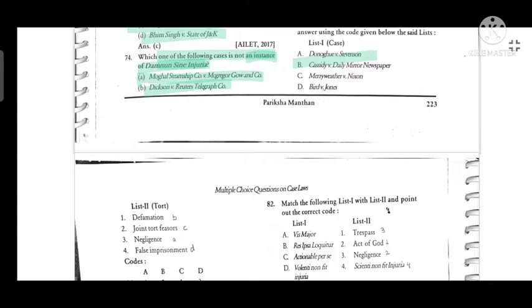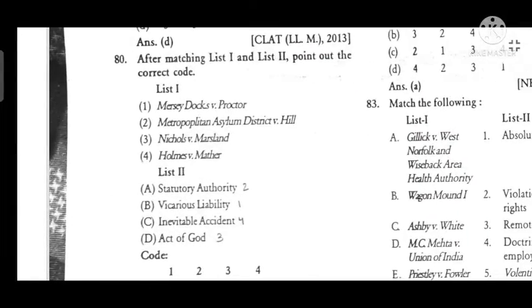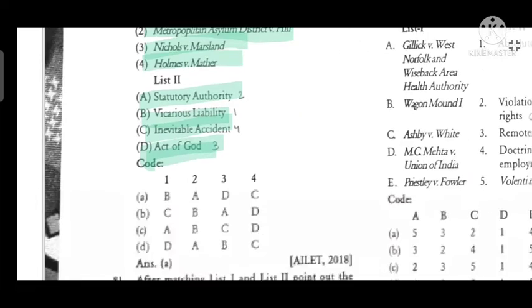Donoghue versus Stevenson, negligence. Cassidy versus Daily Mirror Newspaper, defamation. Merryweather versus Nixon, joint tortfeasors. Bird versus Jones, false imprisonment. Mersey Docks versus Proctor, vicarious liability. Metropolitan Asylum District versus Hill, act of statutory authority. Nichols versus Marsland, act of God. Holmes versus Mather, inevitable accident.